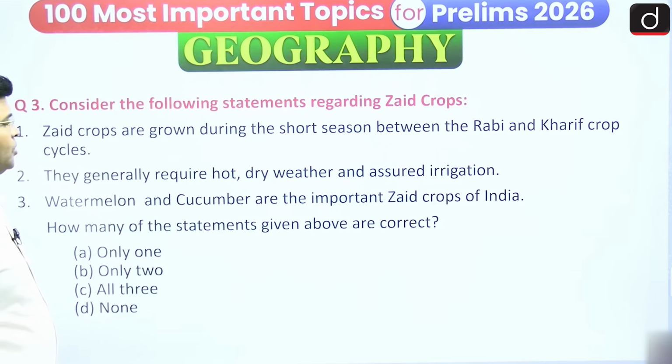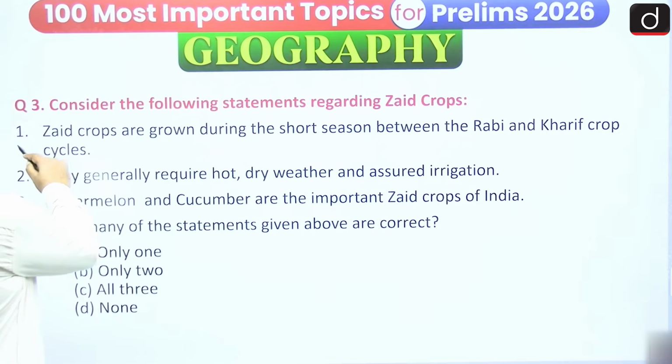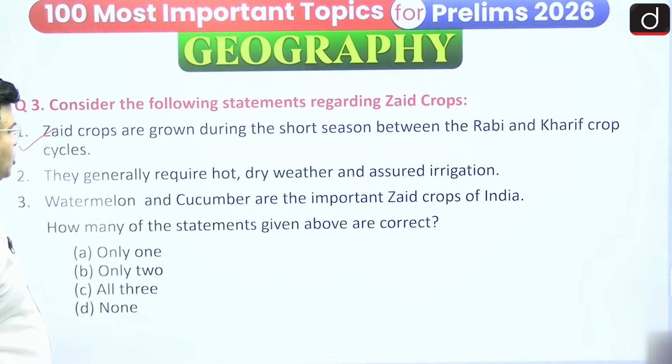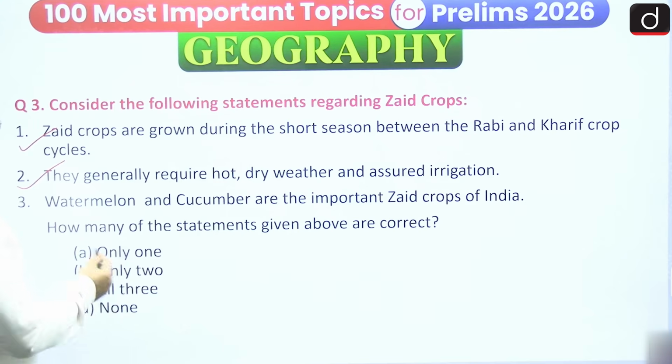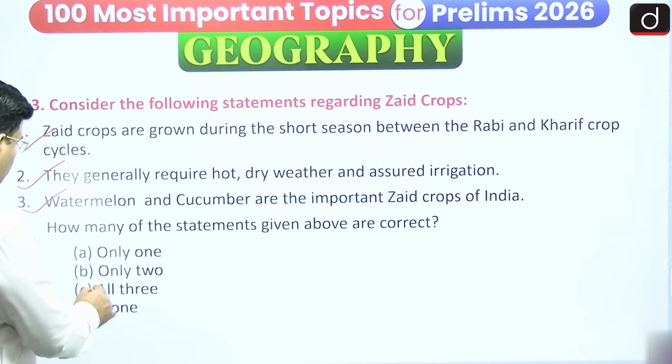After that, consider the following statements regarding Zaid crops. Zaid crops are grown during the short season between the Rabi and Kharif crop cycles. Yes, correct. They generally require hot, dry weather and assured irrigation. Yes, Zaid needs assured irrigation and hot, dry conditions, with temperature of 30 to 40 degrees. And watermelon and cucumber are important Zaid crops of India. Yes, that is correct. So all three are correct.